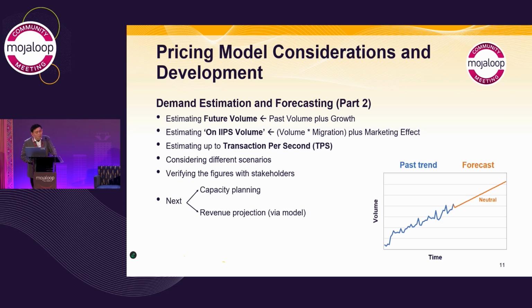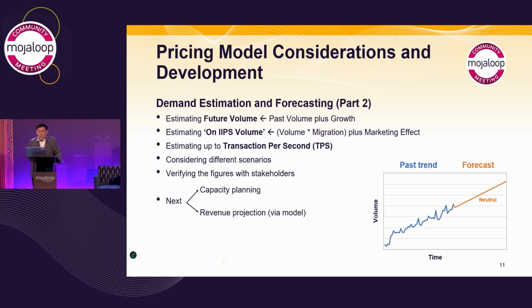With that historical baseline, we then build a forecast. This is not just a simple trend line. We project future volume by adding growth factors based on economic indicators and market trends. But it is not the volume that will happen on our IIPS. This is the volume we forecast from the transactions of the whole country, right? So we also need to estimate the transactions that will happen on IIPS.